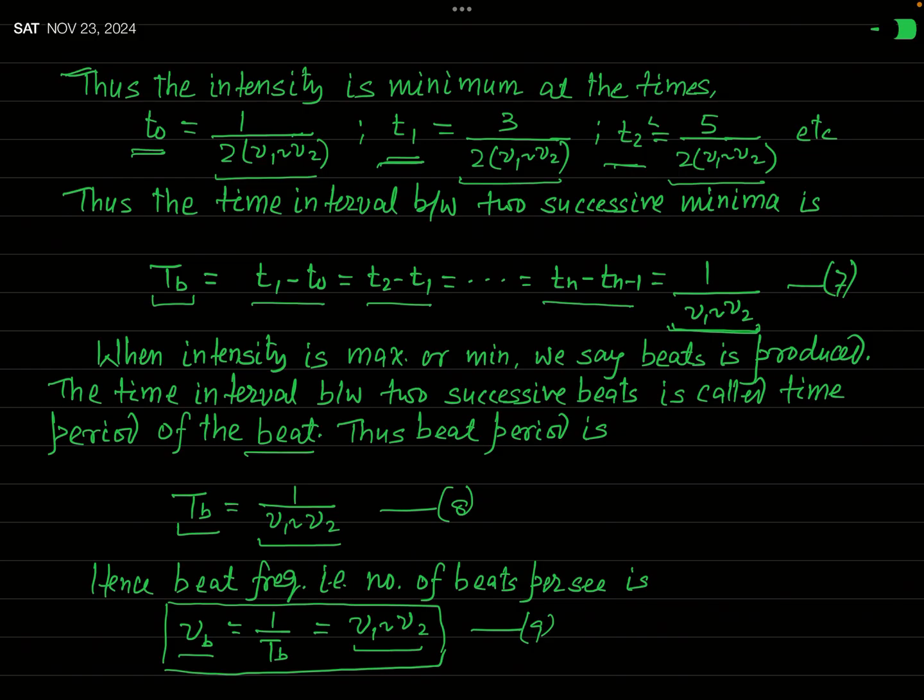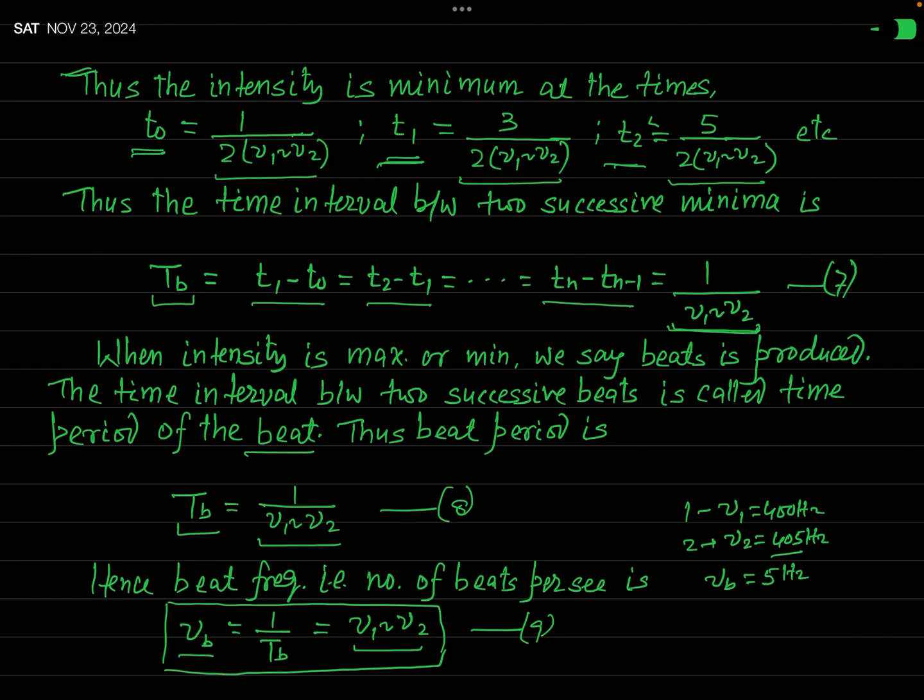This is a very important result. Actually the beat frequency is equal to the difference of the frequencies of the superposing waves. For example, if you take two tuning forks, the first produces a sound of frequency, let us say, 400 Hz, and the second produces a sound wave of frequency 405 Hz. Then what will be the beat frequency? This will actually be 5 Hz.